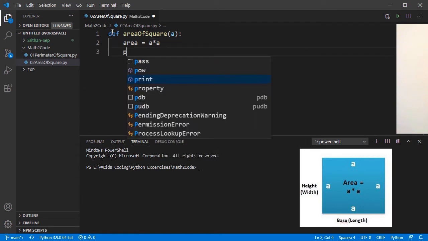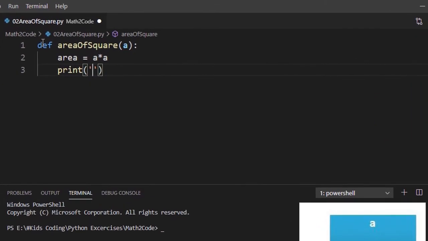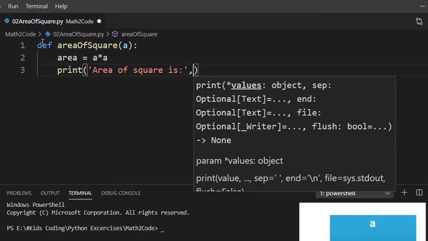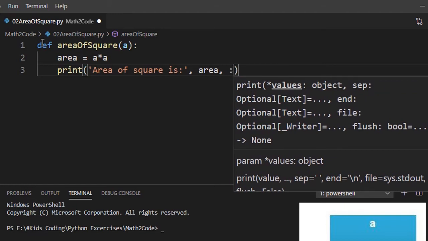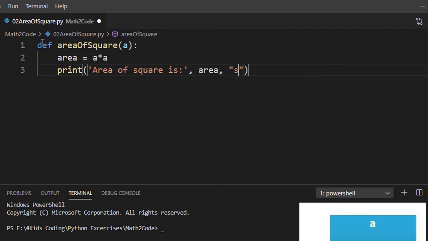And then the print function, print "area of square is", and then the variable name, which has the calculated value, area, and then square centimeters. I'm assuming the side of the square is in centimeters, that's why I wrote area will be in square centimeters. Now we're done with the function.